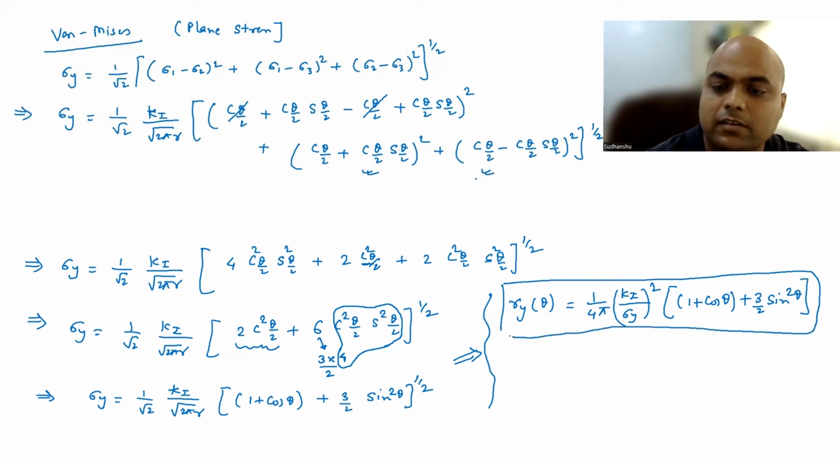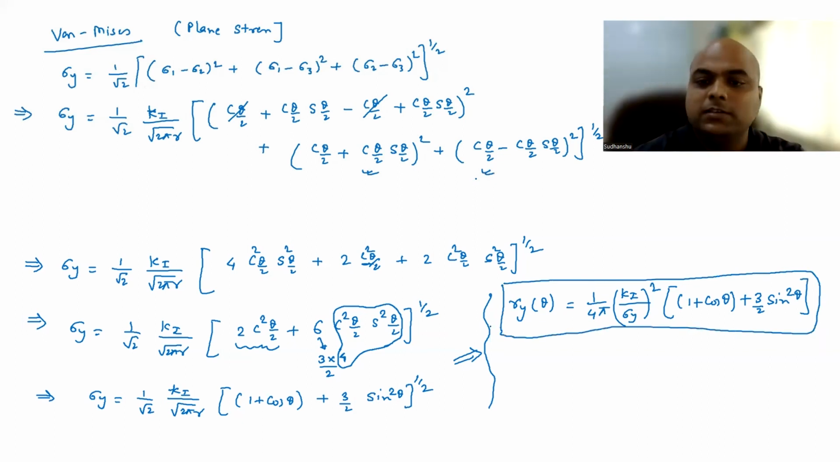Okay. So we have got the value of ry in terms of theta in the plane stress condition for both von Mises and Tresca. So if we just place the value of theta, we should be able to plot the plastic zone size, and then we know what is the shape of plastic zone. Okay, so that was for plane stress. Similarly, you can do for plane strain.